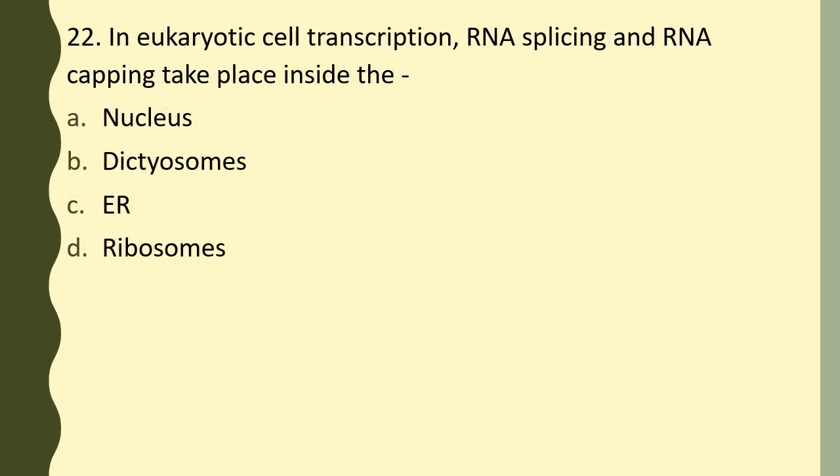Question number 22. In eukaryotic cell transcription, RNA splicing and RNA capping takes place inside nucleus, dictyosomes, ER or endoplasmic reticulum, ribosomes. Correct answer is option A, within the nucleus.